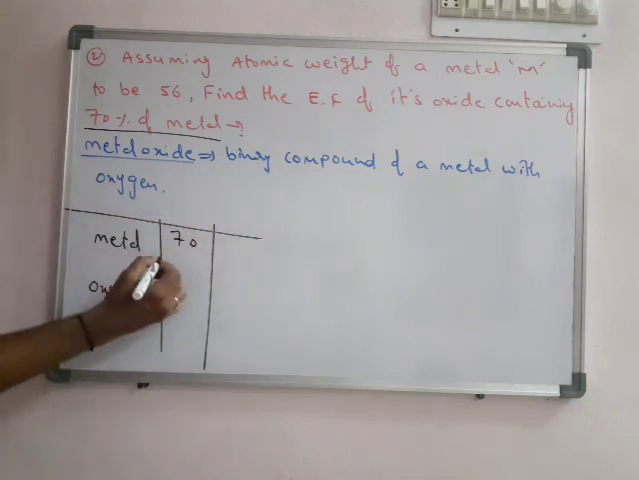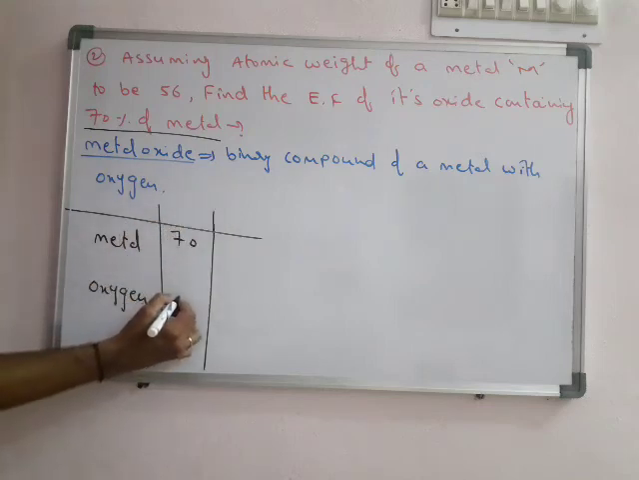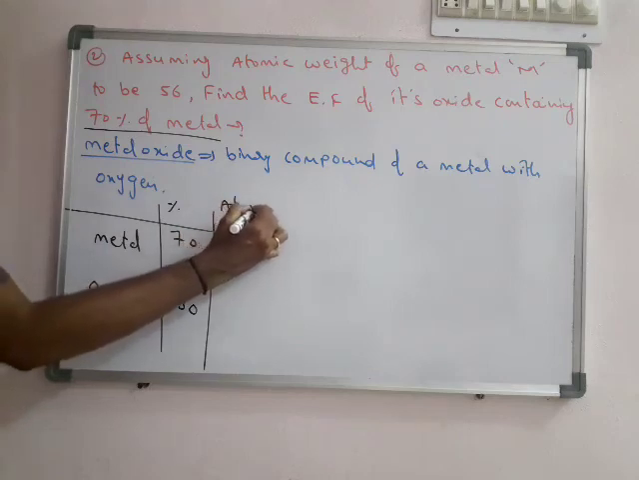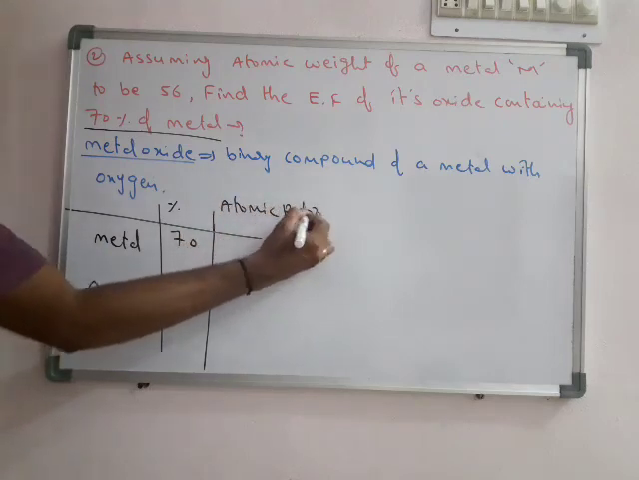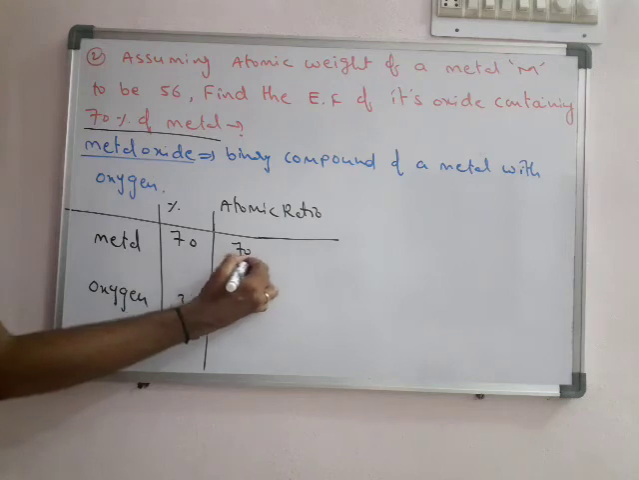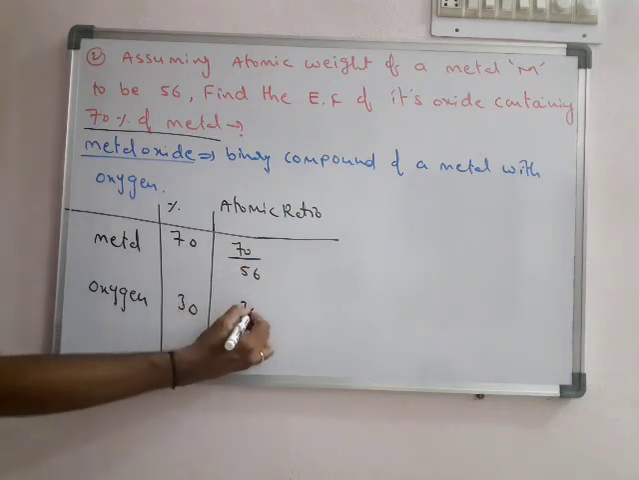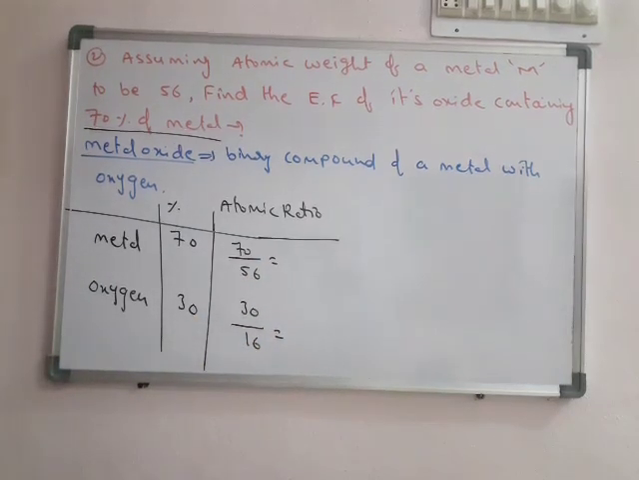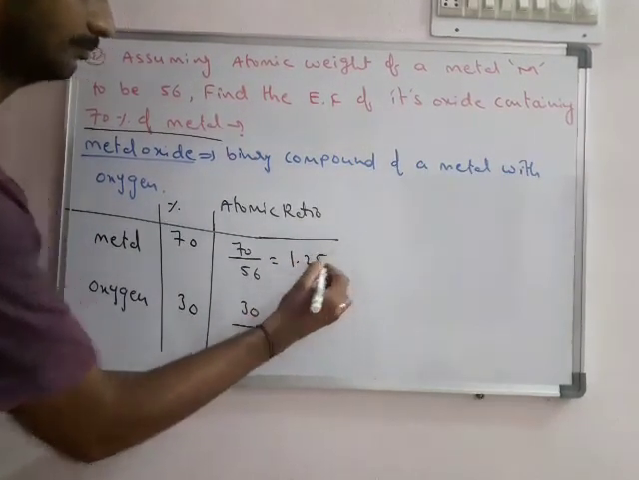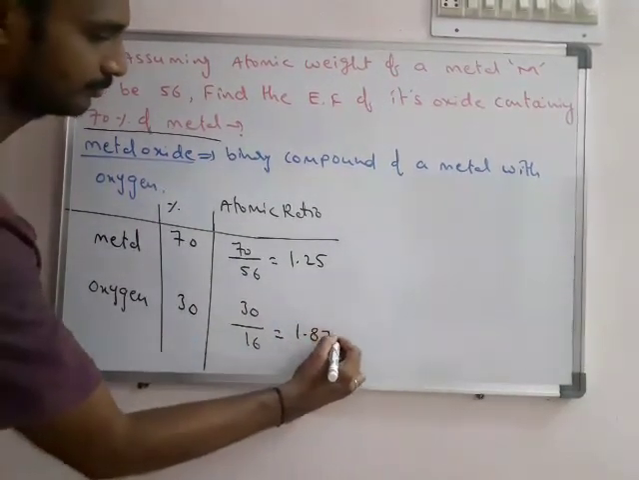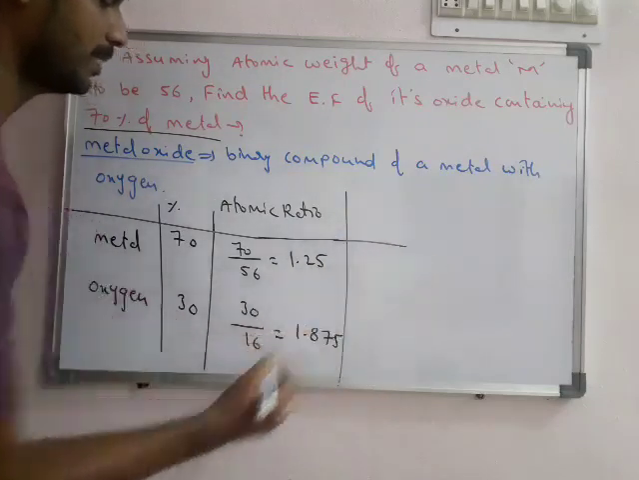Okay, 70% of metal only. Next, the remaining percentage is for oxygen only, that is 30%. So this is the percentage. Then take the atomic ratio. In the table, I'll draw 70 divided by atomic weight. Its atomic weight is given as 56. Then 30, and the atomic weight of oxygen is 16. So we find the atomic ratio here. On this calculation we will get 1.25. Next is 1.875.